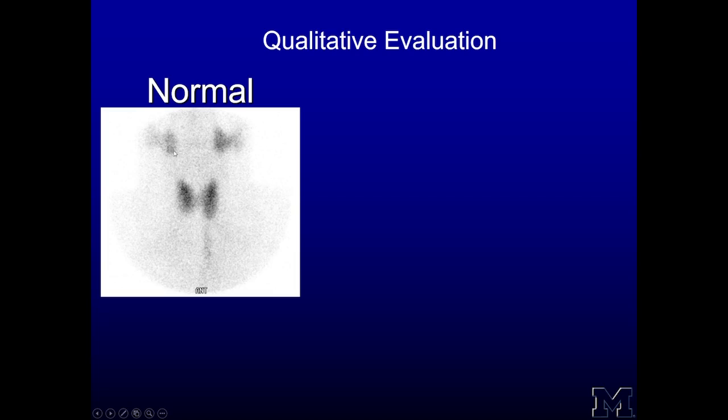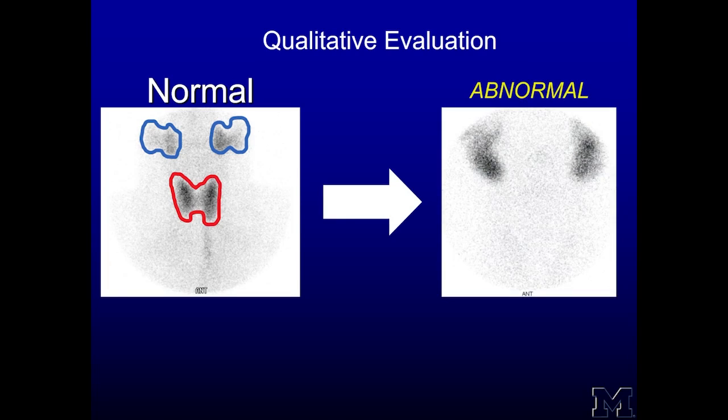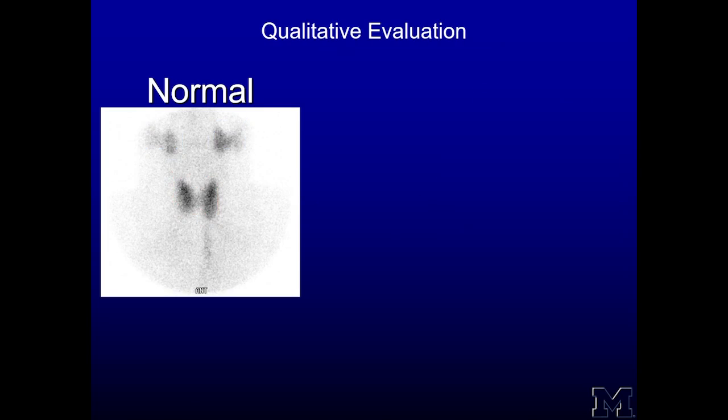As you see, equal or almost equal salivary activity as compared to thyroid activity. So normal scan, normal salivary to thyroid gland ratio. While here it's a very abnormal scan with a very low thyroid uptake and high salivary radiotracer uptake. So this is consistent with a low thyroid to salivary gland ratio, consistent with thyroiditis.